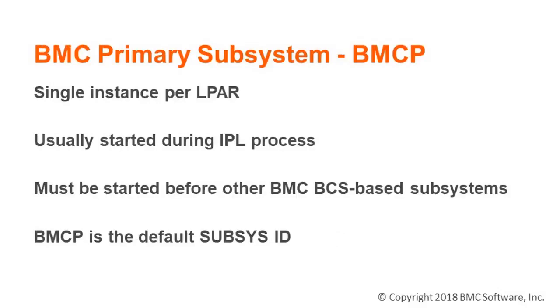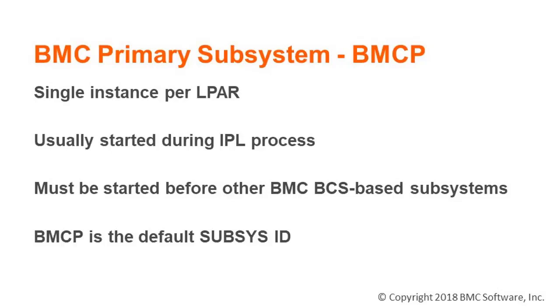It all begins with the BMC Primary Subsystem. The BMCP is shared among several BMC products and is not unique to MainView Batch Optimizer. The BMCP is a relatively benign address space that paves the way for an additional address space, the BCSS. You can have one and only one instance of a BMCP running in each LPAR.